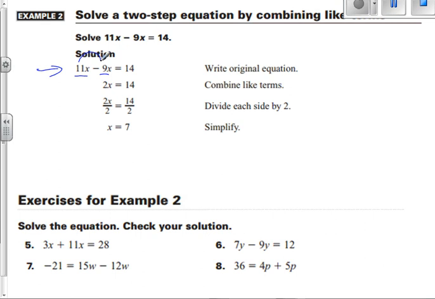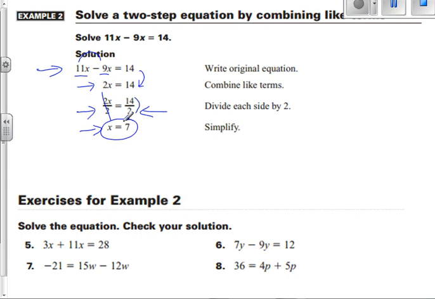So if I look at 11x minus 9x, that'll give me 2x left over. The 14 just carries. Then you divide both sides by 2, and the 2's on the left will cancel. That equals 1. 1 times x is just an x, and 14 divided by 2 is 7. So the answer is x is equal to 7.